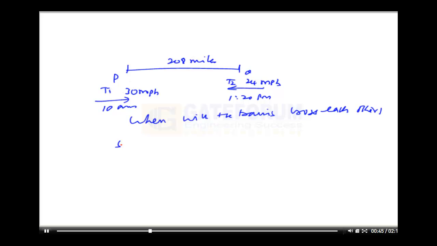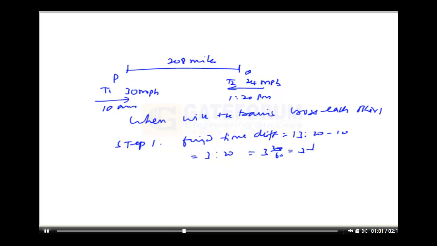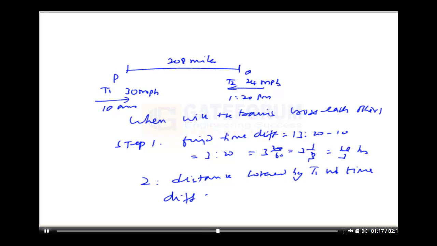So let's go by the first method. Step 1 is finding the time difference, which is between 13:20 and 10. 3 hours 20 minutes can be written as 320 by 60 or 31 by 3, 10 by 3 hours. And step 2 is the distance covered by train 1 in the time difference. That will be 30 into 10 by 3, 100 miles.